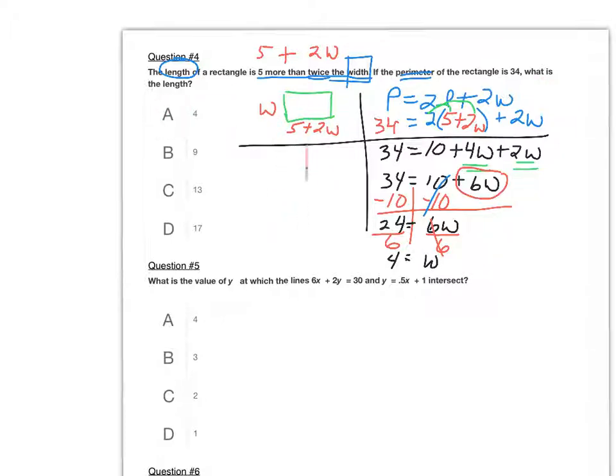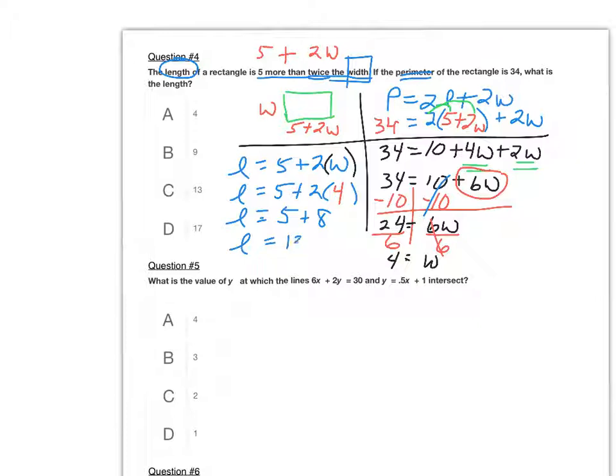We define the length here as 5 plus 2W. So because length equals 5 plus 2W, and we know the value of W because we just found it is 4, we are going to replace that W with a 4 and do the math. So L is equal to 5 plus 8, so our length is 13. And so that would be answer C.